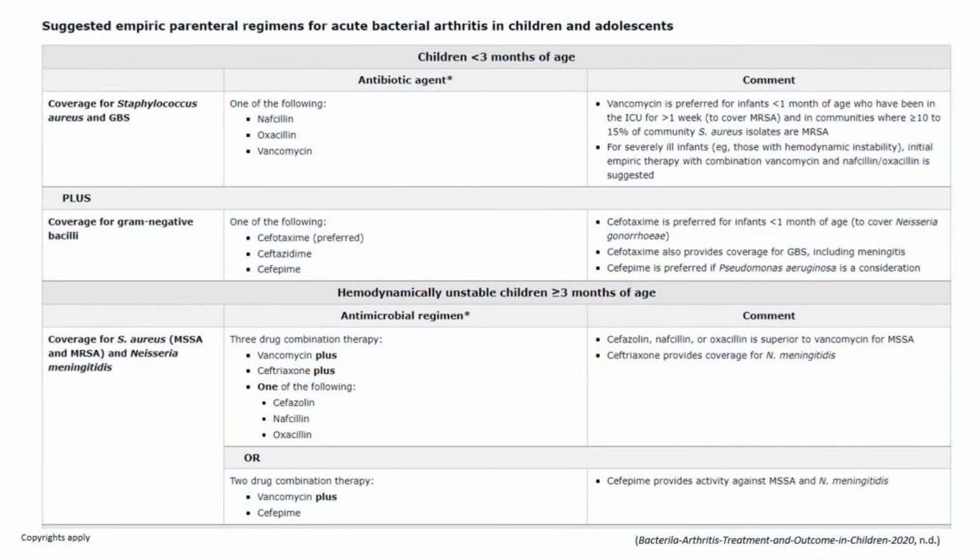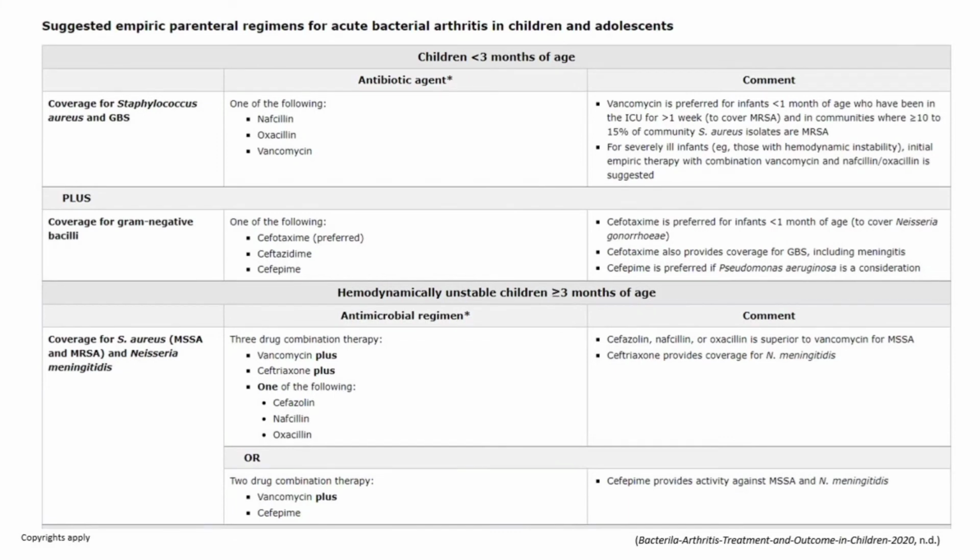Suggested empiric parenteral regimens for acute bacterial arthritis in children and adolescents. Both SA and OM have almost the same antibiotic empiric regimen since they both cover the same pathogens, with the exception of additional antibiotic therapy for a few circumstantial indications. For hemodynamically stable children, we suggest either clindamycin or vancomycin if more than 10% of community S. aureus isolates are methicillin resistant. Other experts may use a different threshold for methicillin resistance and more.